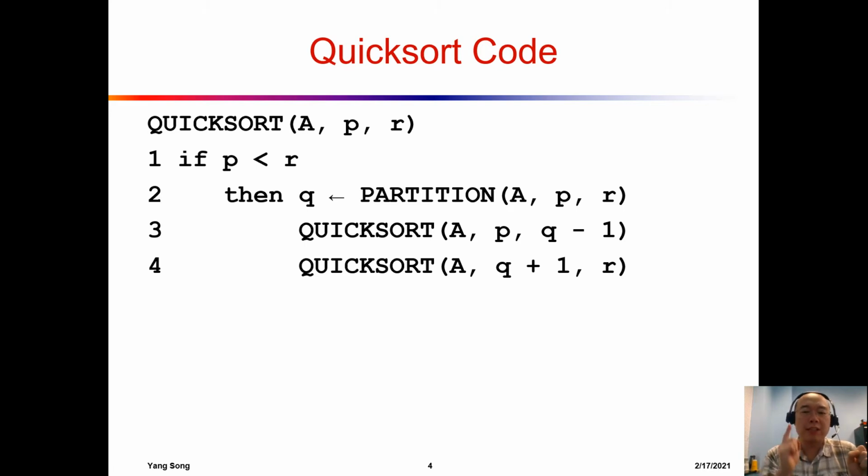But you have to pay attention to one thing. On line 3, we have quicksort A, the left bound, and then Q minus 1. So we want to sort the left half, but we are not touching the pivot. Then for line 4, we sort A from Q plus 1, so the pivot plus 1, to R, which is the right boundary. In those two recursive calls, we don't touch the pivot anymore. The pivot will stay there forever.